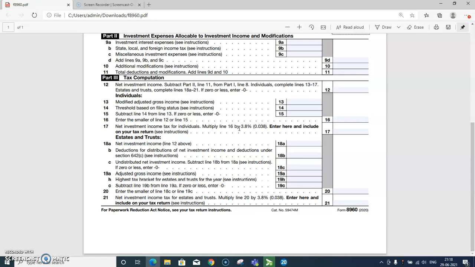You then enter your NIIT liability on the appropriate line of your tax form and file Form 8960 with your return. Remember, when you use software to prepare and file your taxes, you don't need to know a single thing about the form. All the calculation will be done by the software, and it will put all of your answers on the appropriate tax forms.